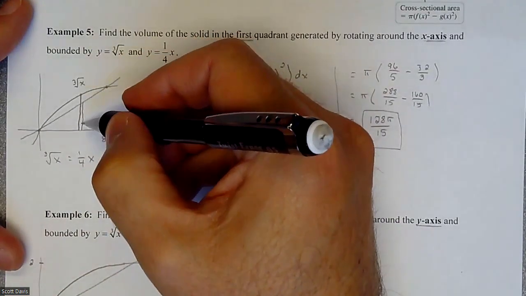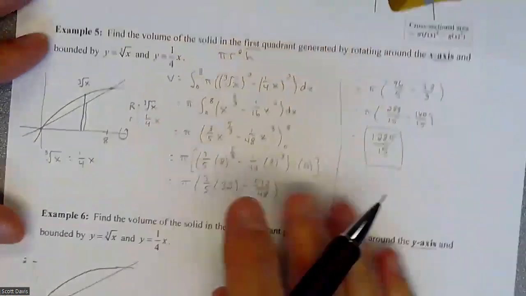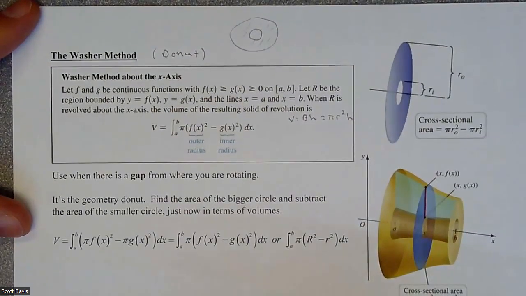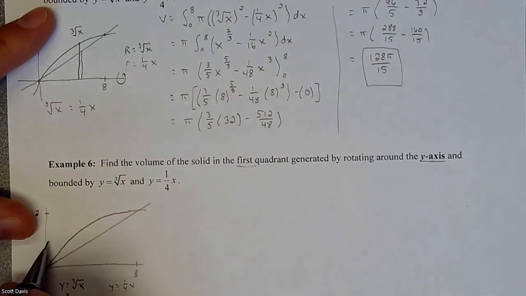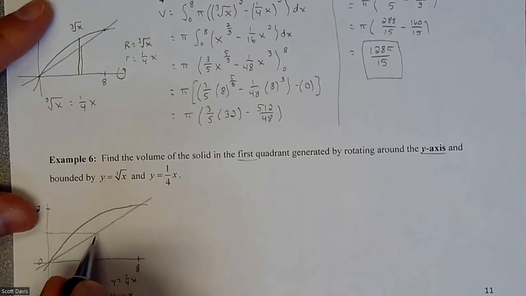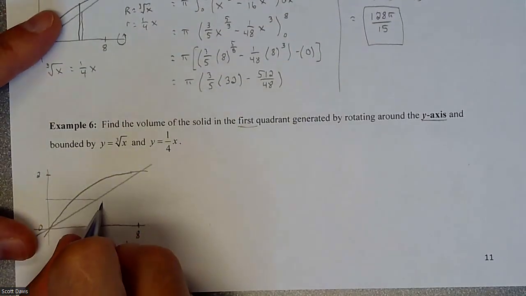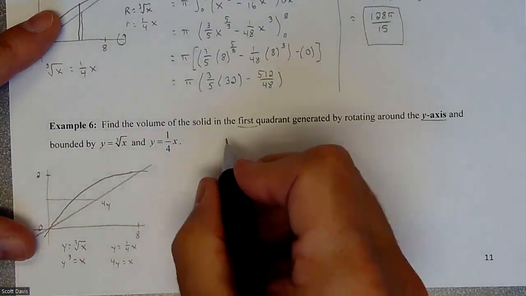So our formula is now we're looking at this direction. We needed a big radius minus a small radius when we're doing the washer method, right? Big radius minus the small radius. So our big radius would actually be going all the way across. So it would be the linear equation. And so it would be the 4y equation.